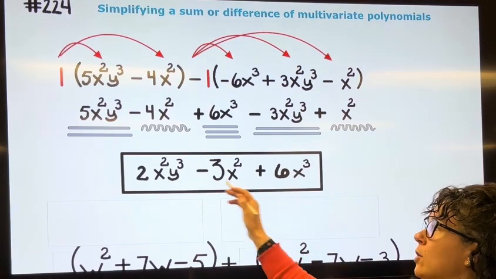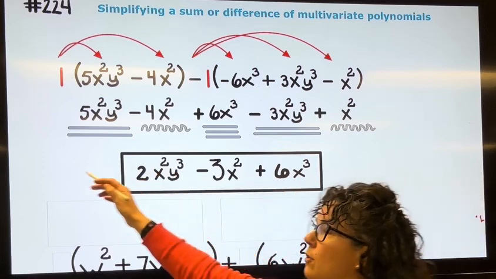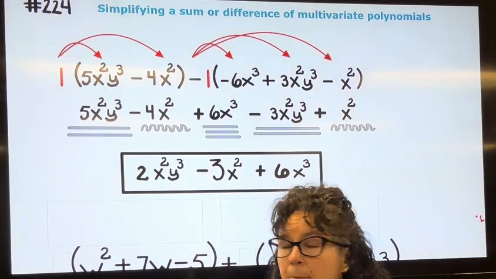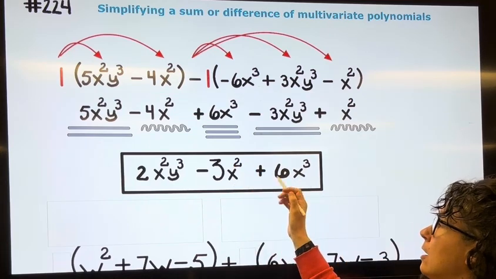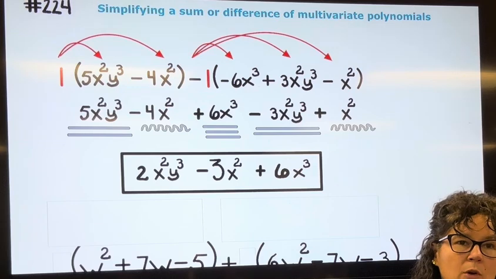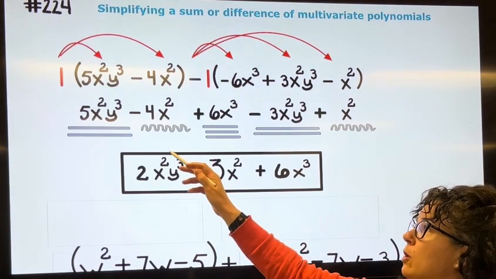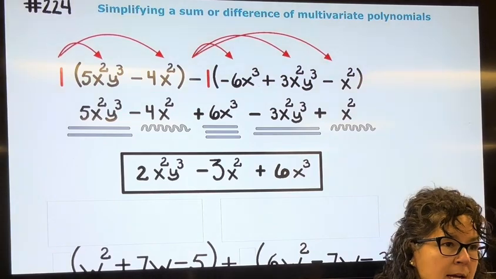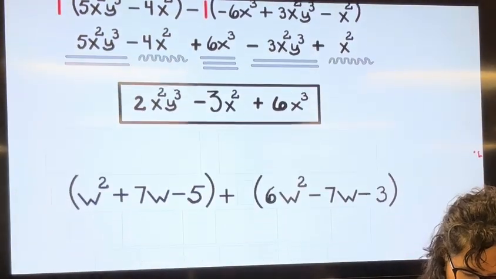Notice the order is a little bit random. If you had 6x to the third in the front, it's fine. Because our exponents are varied, it doesn't matter to go from highest degree to lowest degree. You'll find kind of a variety. Usually people combine moving from left to right. And other than that, there's no real preference there.